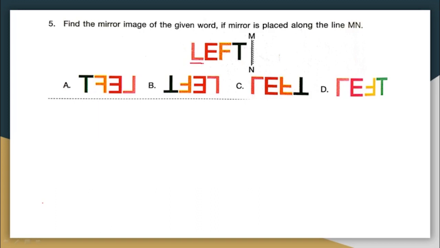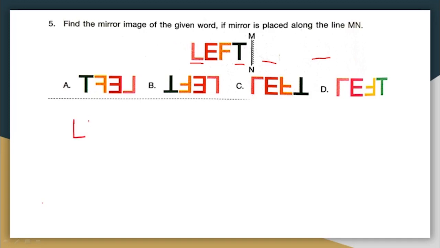So here for this image, L is to your left. That L should appear towards the right. Similarly, T is to the right end of the image. That will come to the left end. Similarly, E and F will also interchange their position. And the next thing that we have to also understand is that the images will become inverted. See, L is like this.